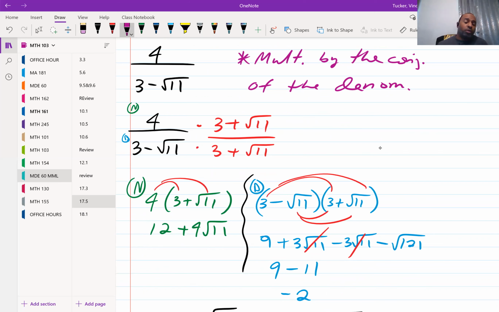Then in our denominator, we're doing 3 minus the square root of 11 times 3 plus the square root of 11. So 3 times 3 is 9. 3 times the square root of 11 is 3 square root of 11. Negative square root of 11 times 3 is negative 3 square root of 11. And then negative square root of 11 times positive square root of 11 is negative square root of 121. Then notice our middle terms cancel. 3 square root of 11 cancels out with negative 3 square root of 11. And then square root of 121 is 11. So 9 minus 11 will give us negative 2 for our new denominator.